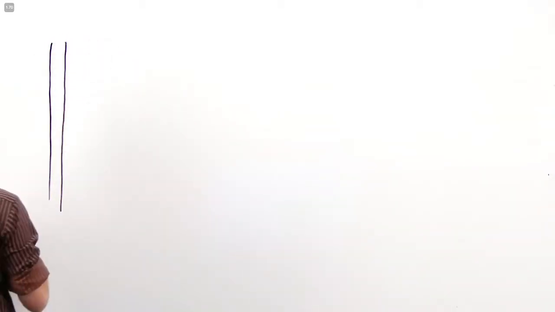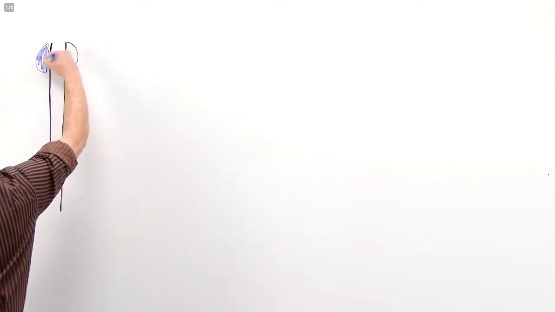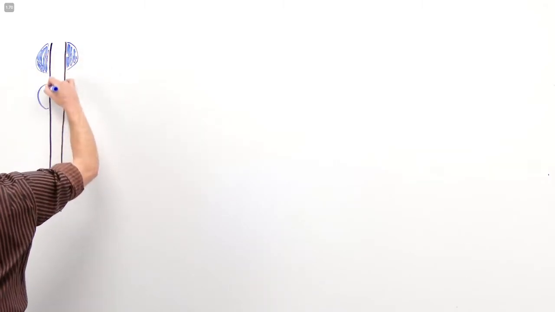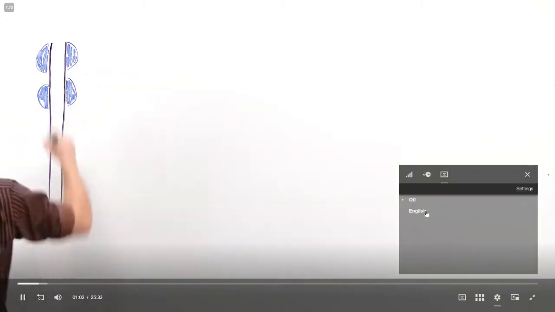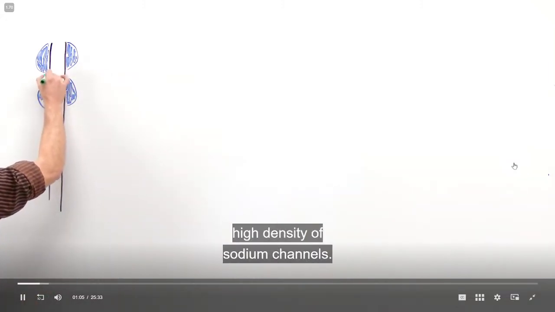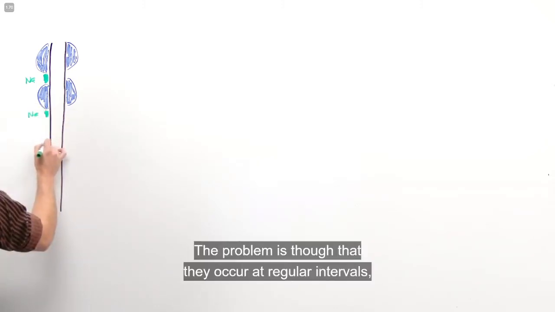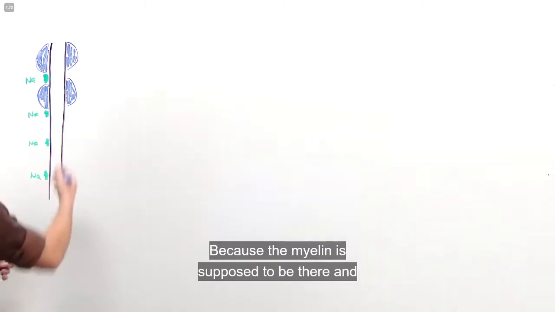We learned that axons travel a long distance. And because we are not giant squids with huge axons, what we've opted for is using myelin. Myelin is the insulation that prevents the degradation of electric signal through the axon, which is effectively a cable. In this setup, we also have repeater stations known as nodes of Ranvier, where there's a high density of sodium channels. These nodes occur at regular intervals. The problem is, though, that they occur at regular intervals whether or not the myelin is there, because the myelin is supposed to be there.